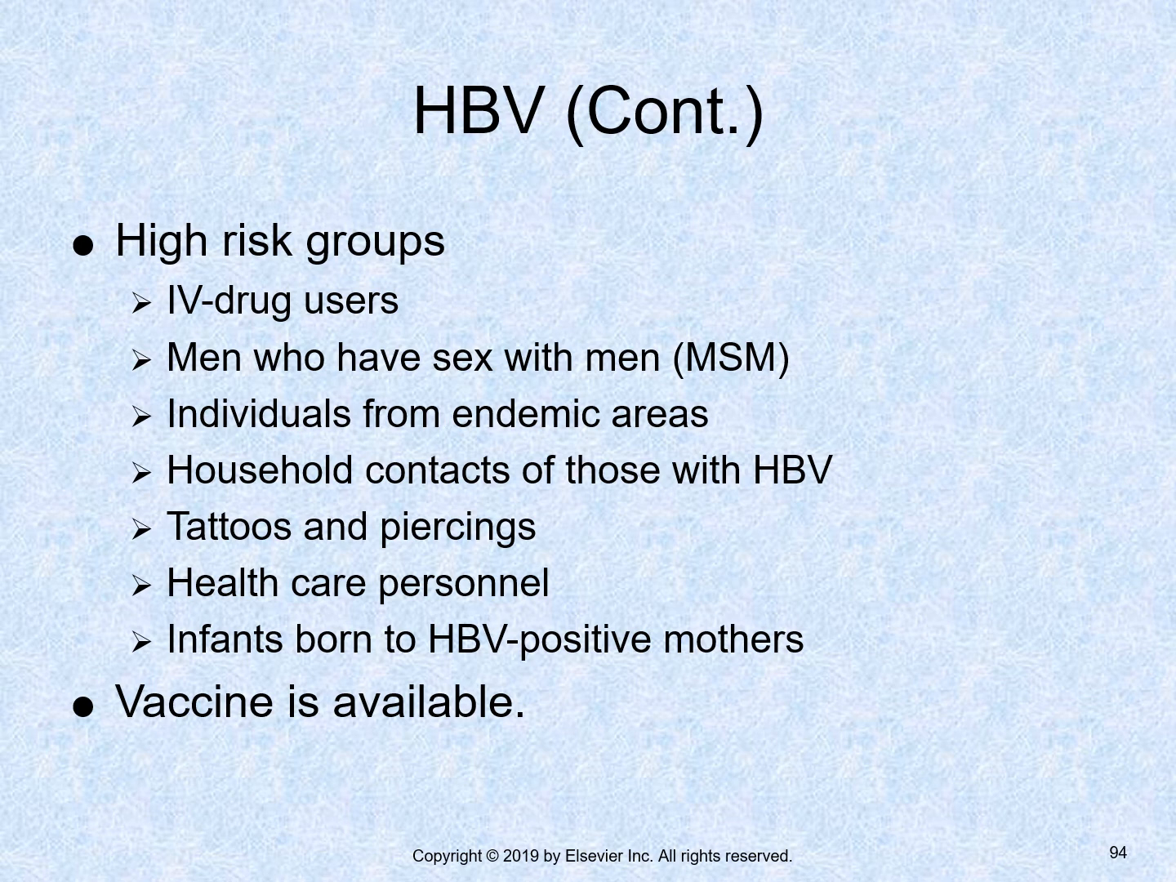The high-risk groups for infection with hepatitis B virus include IV drug users, men who have sex with men, individuals from endemic areas, household contacts of those with HBV, those with tattoos and piercings, healthcare personnel, and infants born to HBV-positive mothers. Vaccines are available to prevent hepatitis B virus infection.